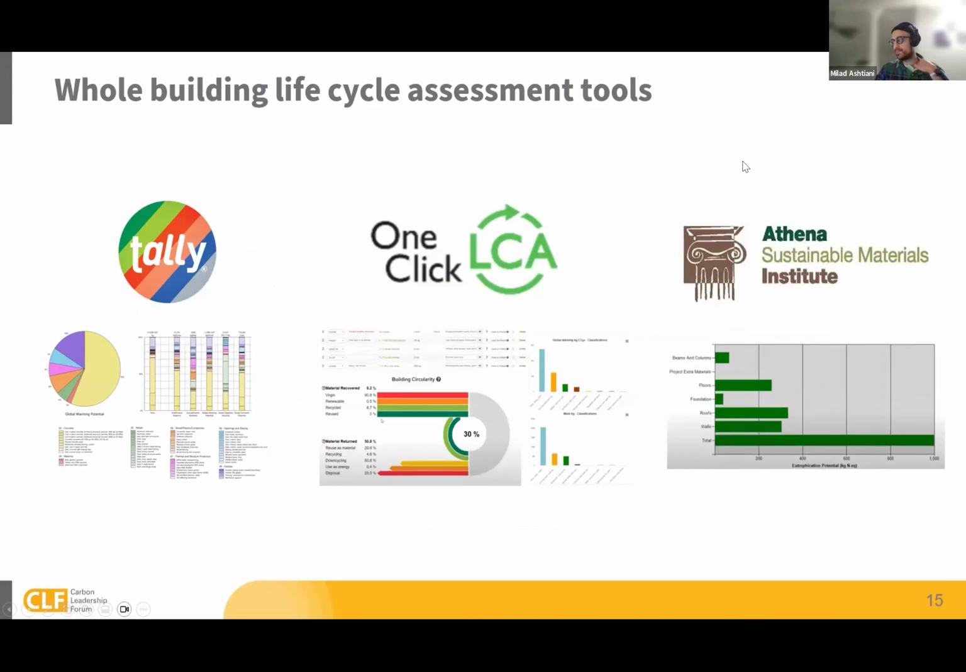So in our study, we mostly looked at these 3 major whole building life cycle assessment tools: Tally, One Click LCA, and Athena. We picked these 3 to scope it down, first of all. And second of all, we found that most people use these 3 whole building LCA tools in North America.